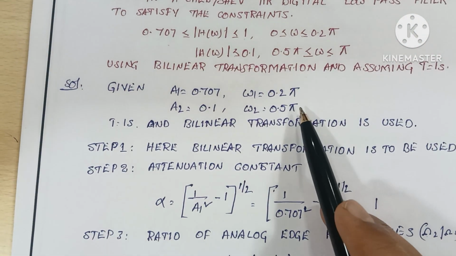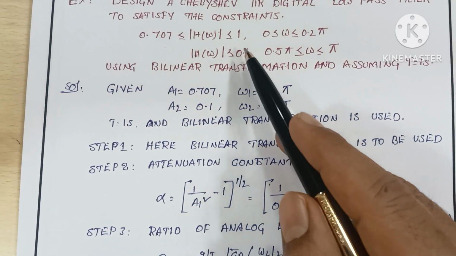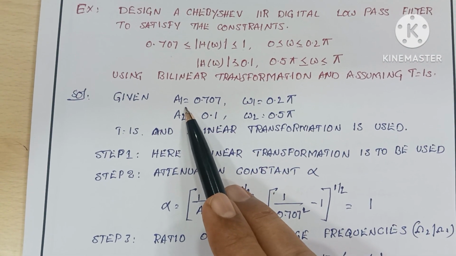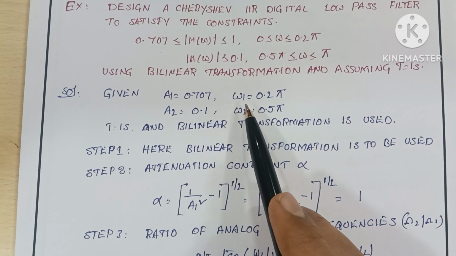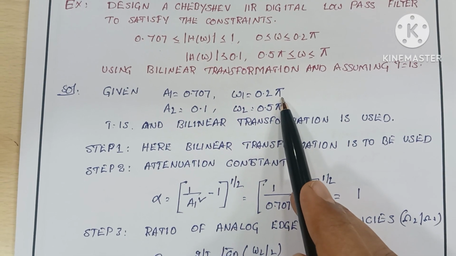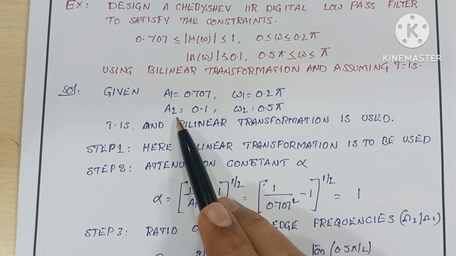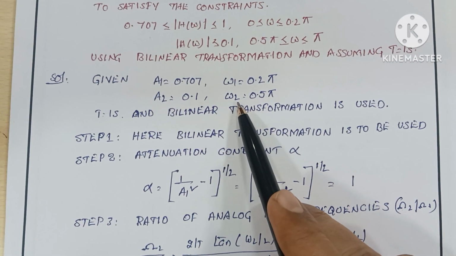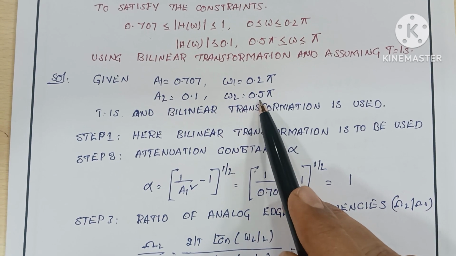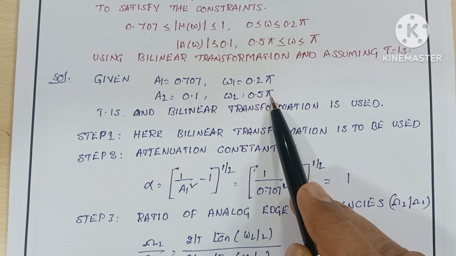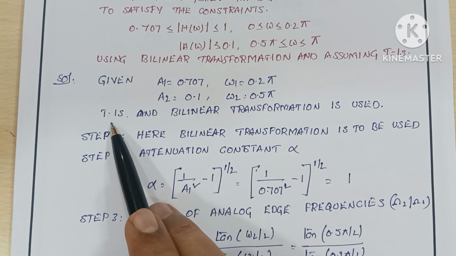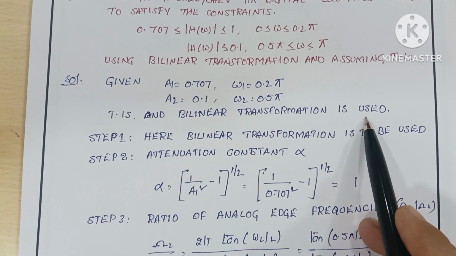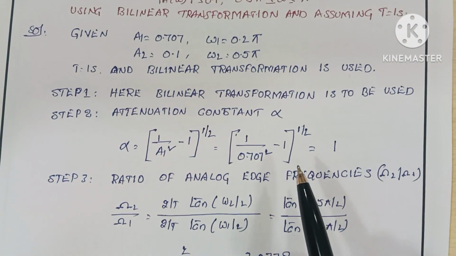So first we have to write the given data. From the problem statement we can conclude that the passband gain A1 equals 0.707 with the passband frequency 0.2 pi, and the stopband gain is A2, which is 0.1, with the stopband frequency omega 2, which is 0.5 pi. Given that T equals 1 second and bilinear transformation is used. We'll follow the procedural steps.